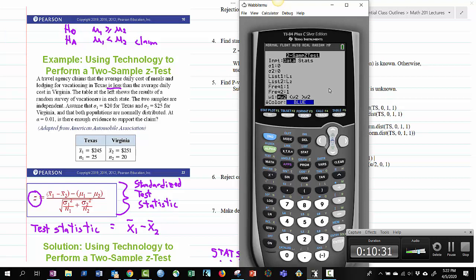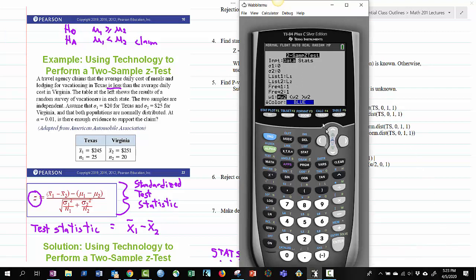Most of the time you're going to want stats. If they actually give you data points instead of all the means and stuff, you could pick data. But we're going to want stats. So we'll arrow over once to the right to highlight stats and click enter on that. You see it changed what it asked for. So now it's going to ask for those two standard deviations.